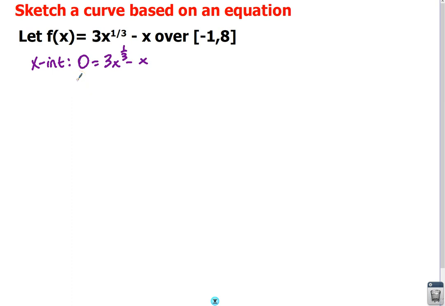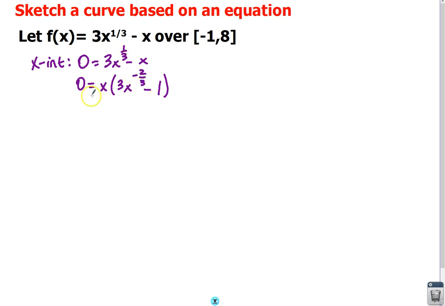This is kind of an odd one to factor, but that's okay. I'm going to just go ahead and set that equal to 0 and take an x out of both of these. So 0 equals x times (3x to the negative 2/3 minus 1). Remember, if I take an x out of both of these, you subtract a full 1. So 1/3 minus 1 is negative 2/3.